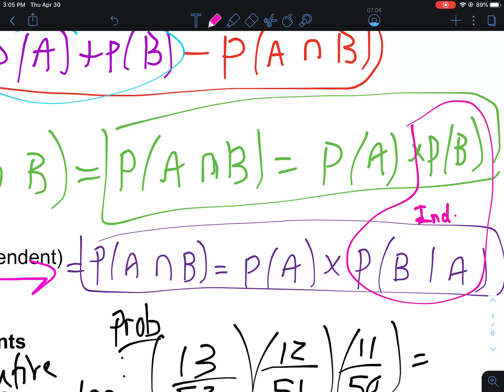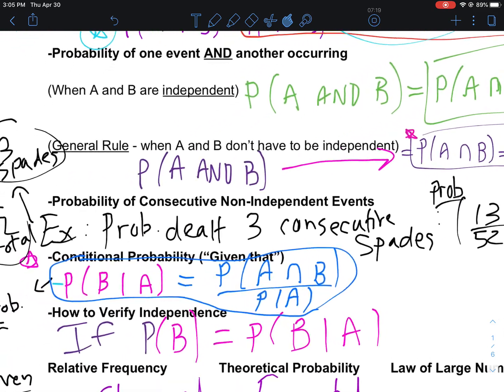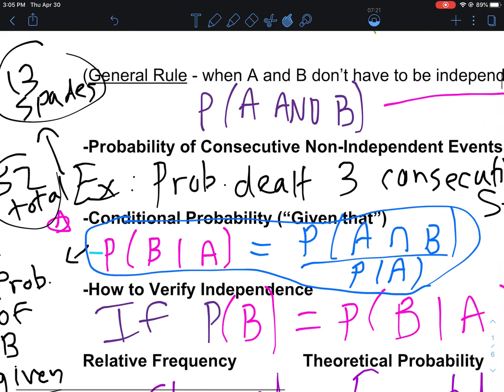But again, technically, just like we saw with the OR formula, this guy is technically the correct formula. So if you want to just know that one or just remember that one, you can. And we'll talk a little bit more about the idea of independence in just a second. So first, let's talk about consecutive non-independent events.